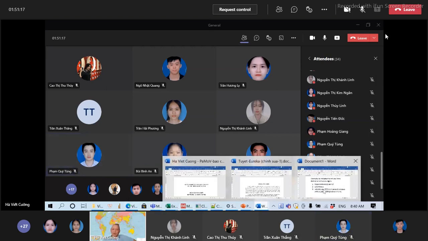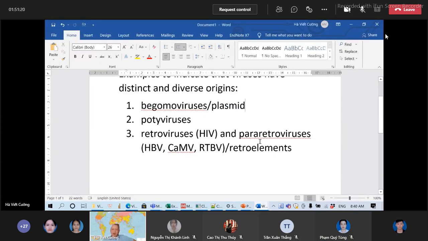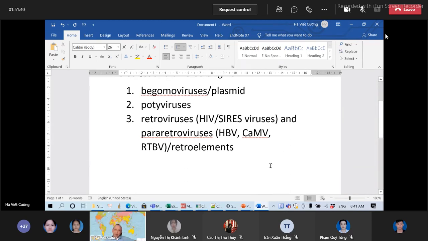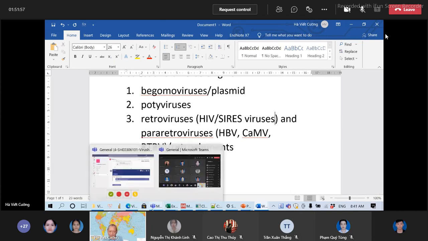Now we move on to the next topic: retroviruses and pararetroviruses. We have one group of viruses. Now, can you recognize the full names of HIV, HBV, CaMV, RTBV, and now the retro elements? Do you know retro elements? Everyone, remember?